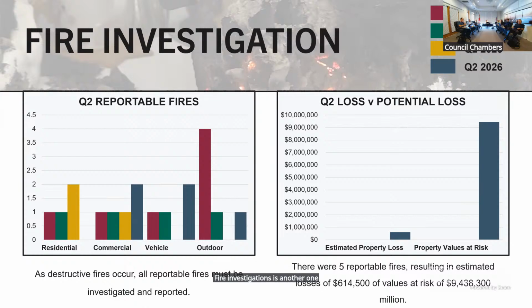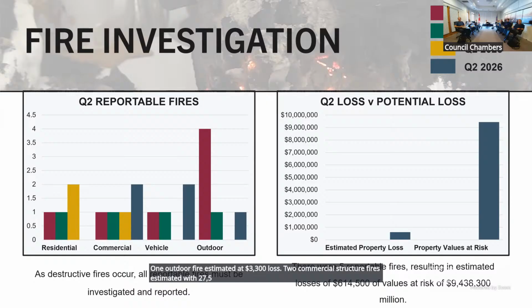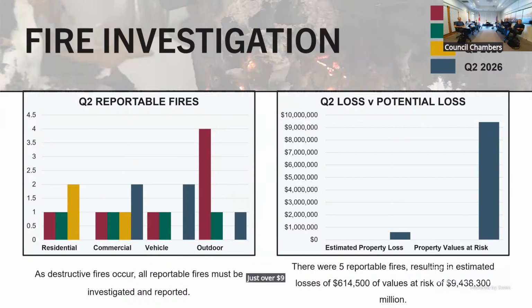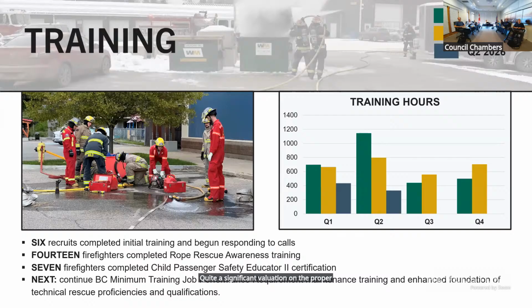Fire investigations is another one. 5 reportable fires in this quarter. 3 of those were vehicle fires, with a $580,000 estimate. 1 outdoor fire estimated at a $3,300 loss. 2 commercial structure fires estimated at a $27,500 loss, for a total of $614,500. And those 5 were just over $9 million in value. So quite a significant valuation on the properties, with the losses that were attached to this.